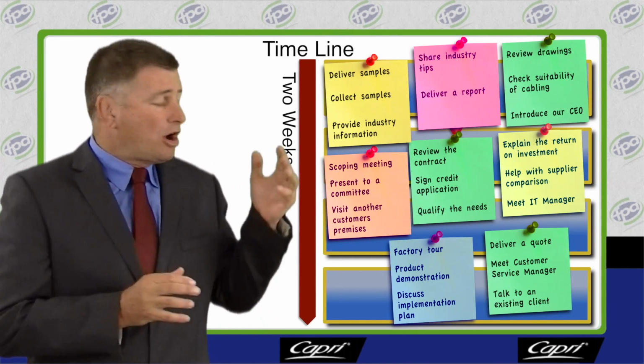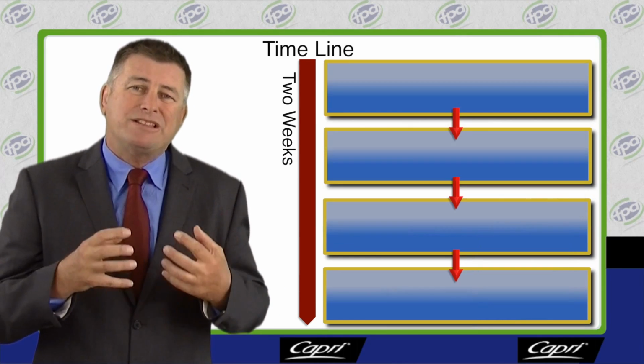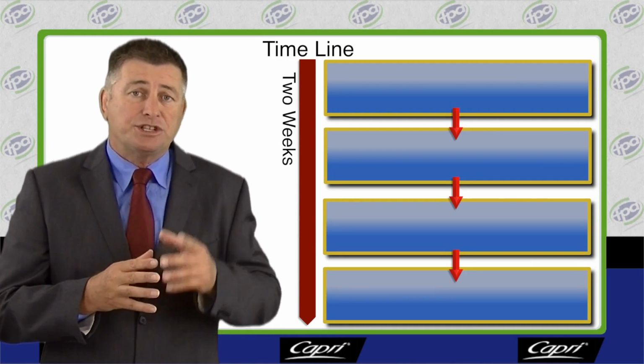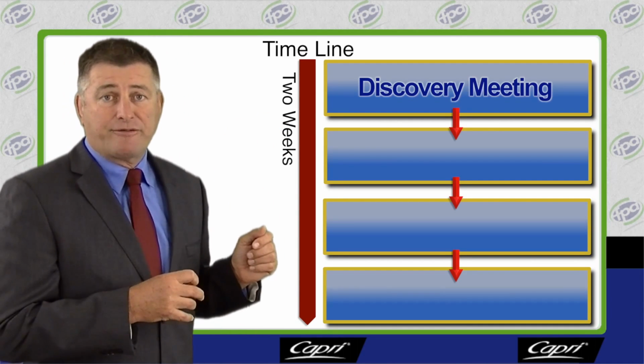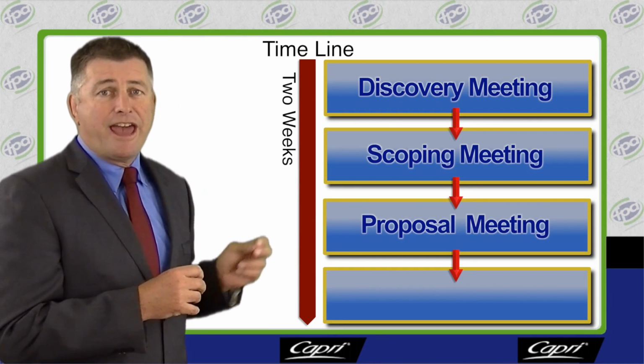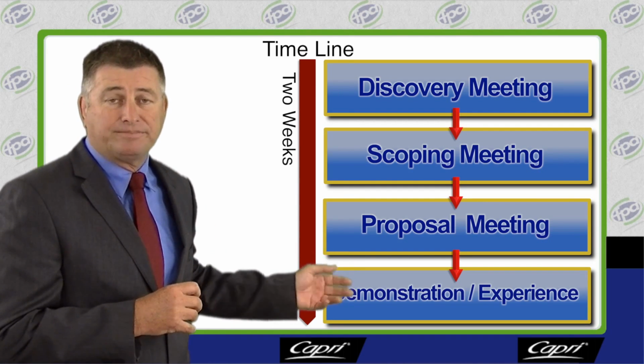Having determined or isolated all those reasons to connect, now we should go through and pick the 4 that are most relevant, because we've got 4 in this process. So in this case we're going to say the discovery meeting, the scoping meeting, the proposal meeting, and then the experience meeting, or demonstration if you like.